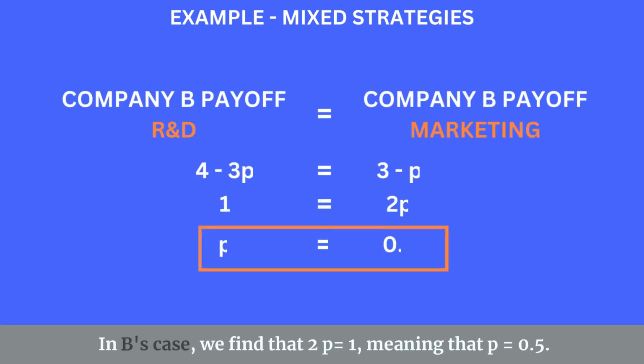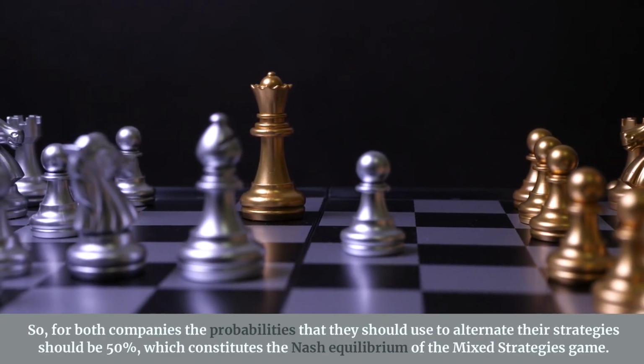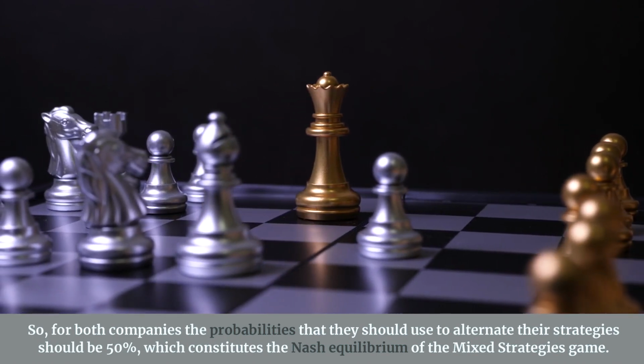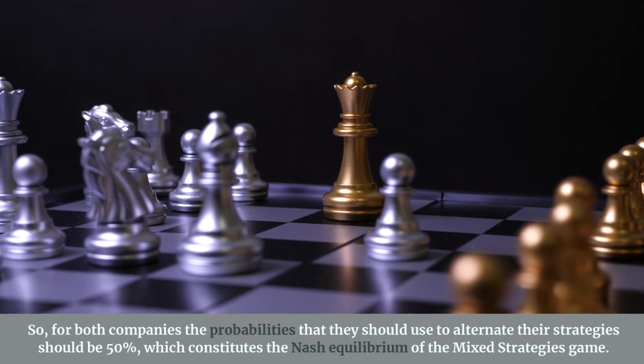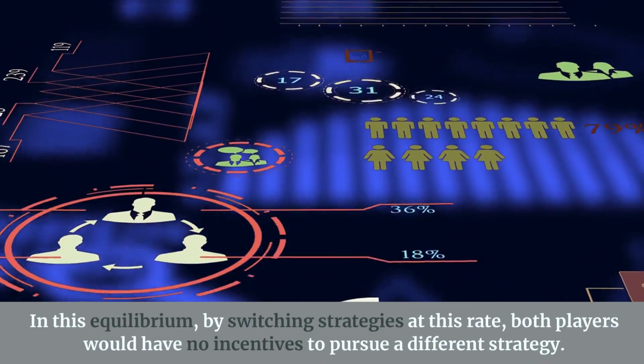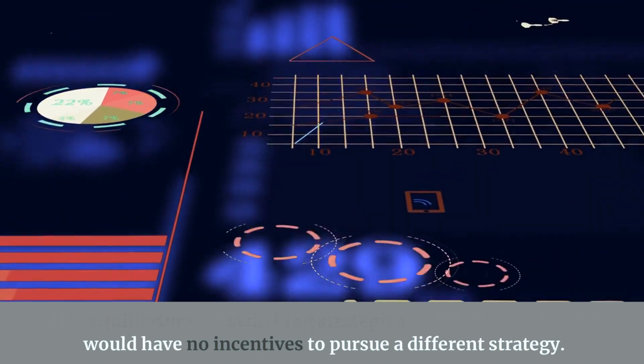In B's case, we find that 2P equals 1, meaning that P equals 0.5. So, for both companies the probabilities that they should use to alternate their strategies should be 50%, which constitutes the Nash equilibrium of the mixed strategies game. In this equilibrium, by switching strategies at this rate, both players would have no incentives to pursue a different strategy.